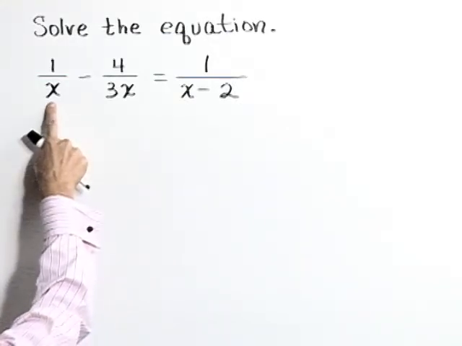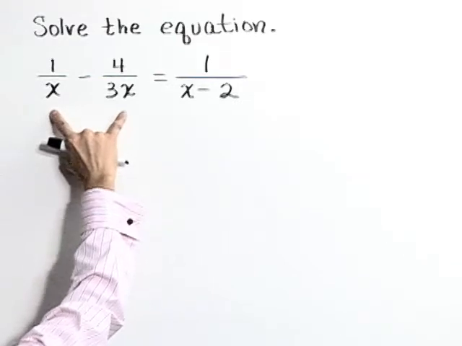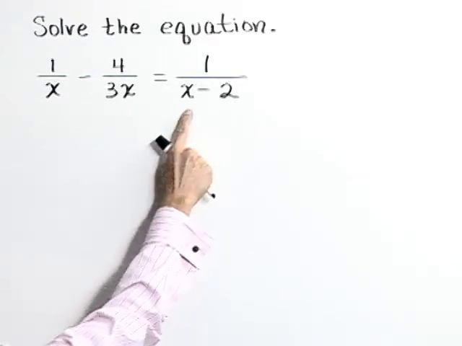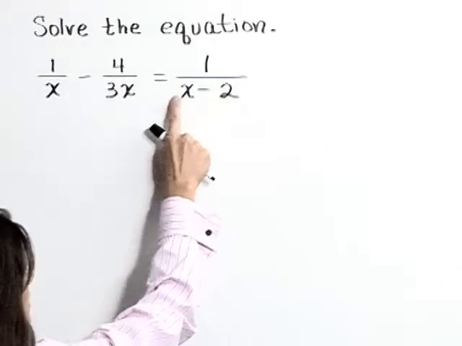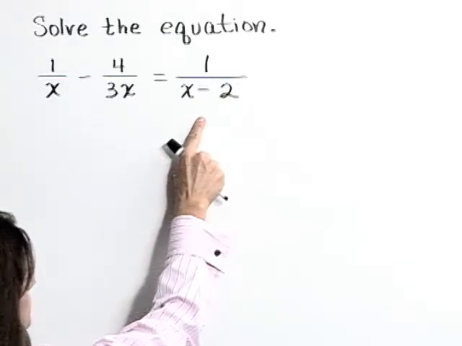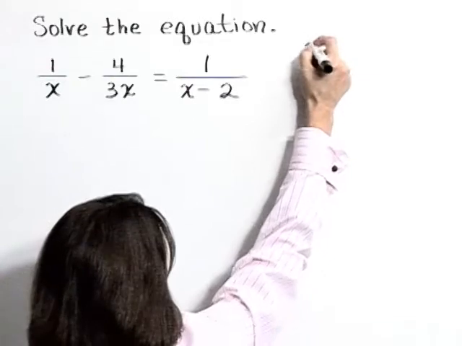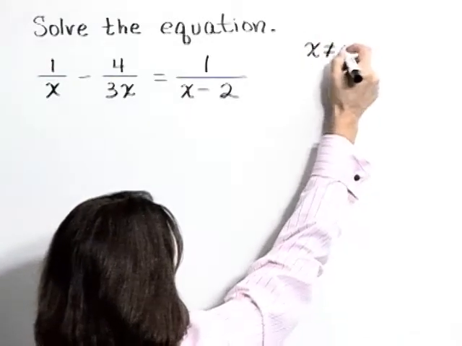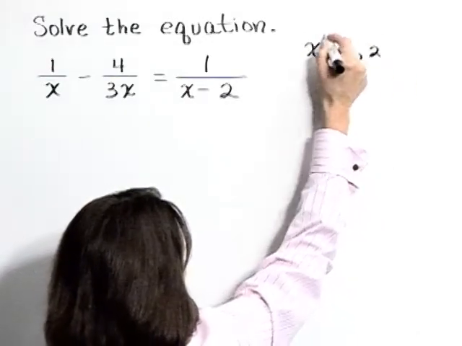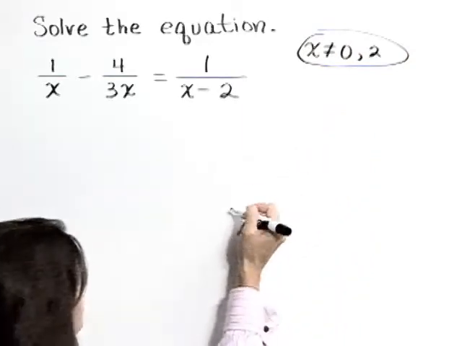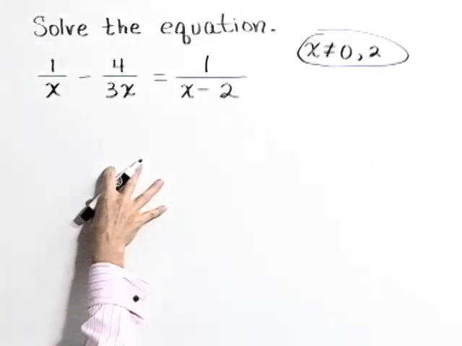An x value of 0 would cause both of these denominators to be 0. And an x value of 2 would cause this denominator to be 0. So I'm going to start by identifying the fact that x cannot equal 0 or 2. Now, let's solve the equation.